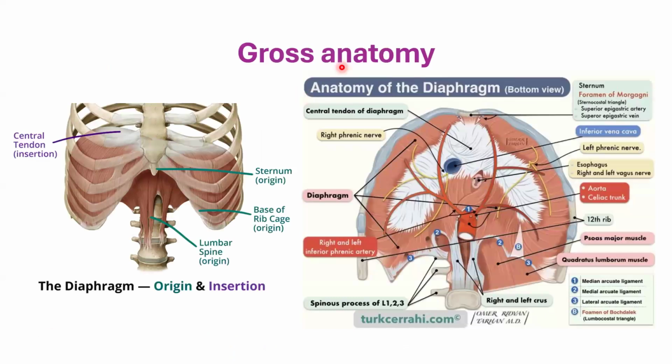So in terms of the gross anatomy, we know that the diaphragm has three origins. It originates from the xiphoid process of the sternum, from the lower six ribs and their costal cartilages, and also from T12 to L3, the body and also some of the transverse processes of the lumbar vertebrae. So those are the three major origins of the diaphragm.